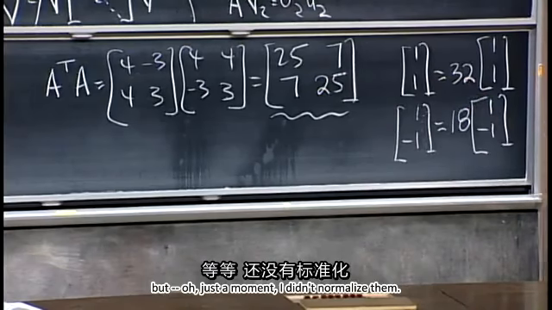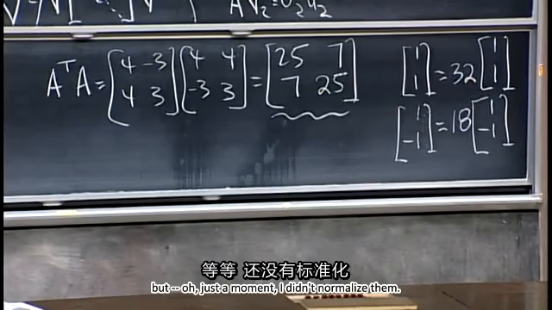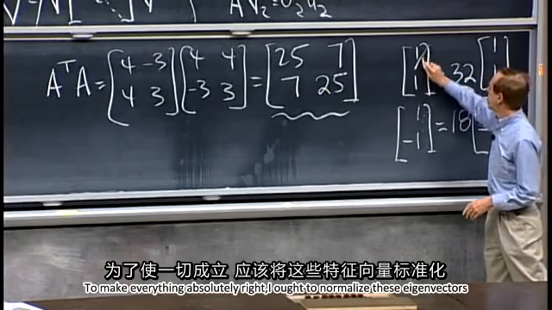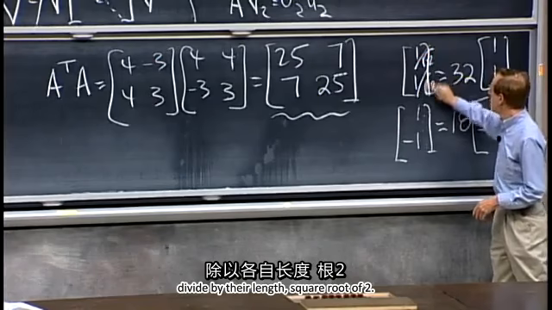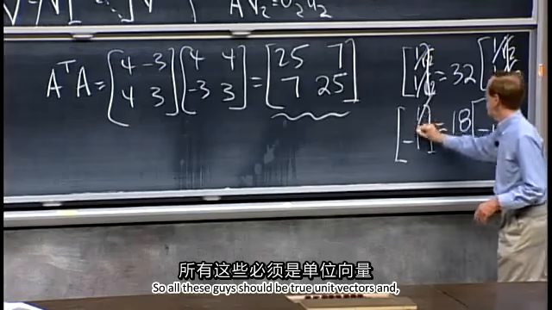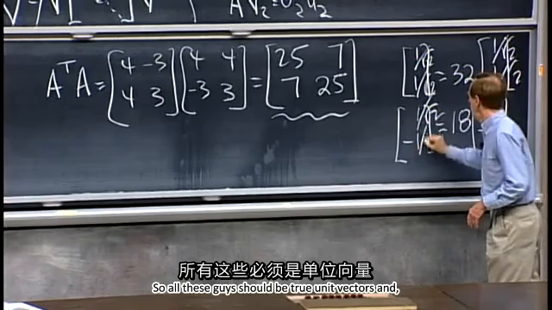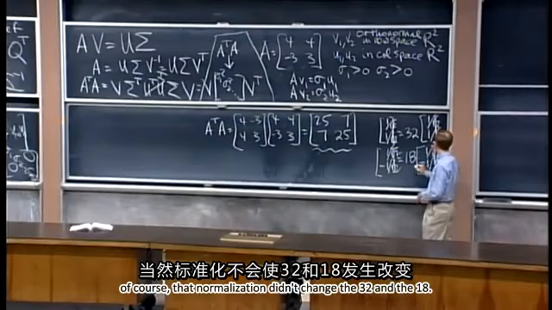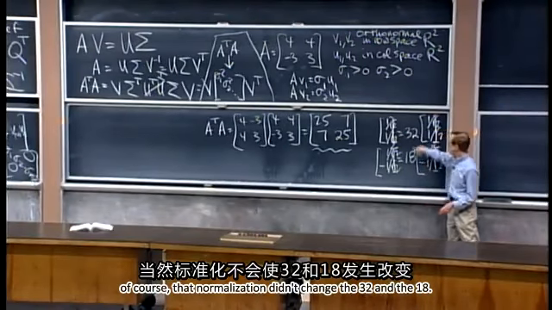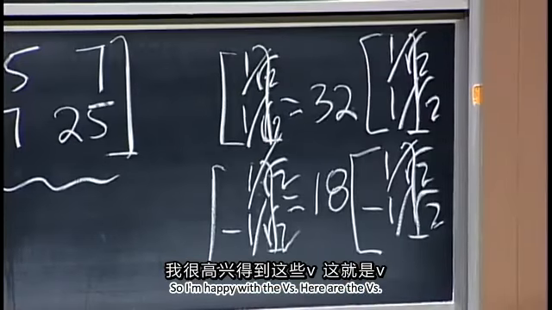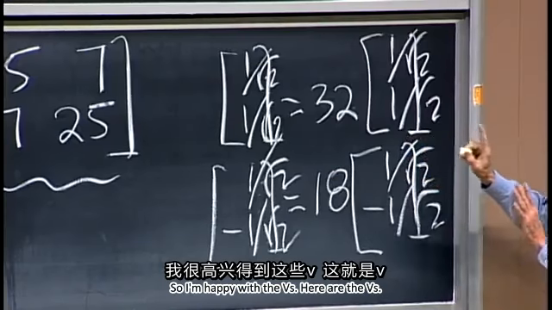But just a moment, I didn't normalize them. To make everything absolutely right, I ought to normalize these eigenvectors, divide by their length, square root of 2. So all these guys should be true unit vectors. And, of course, that normalization didn't change the 32 and the 18. Okay, so I'm happy with the V's.